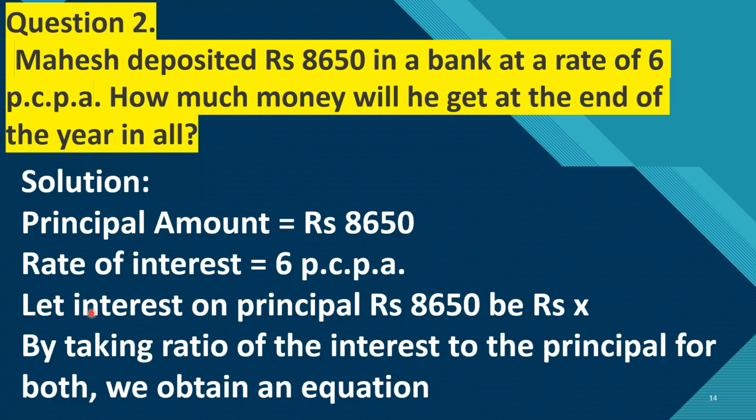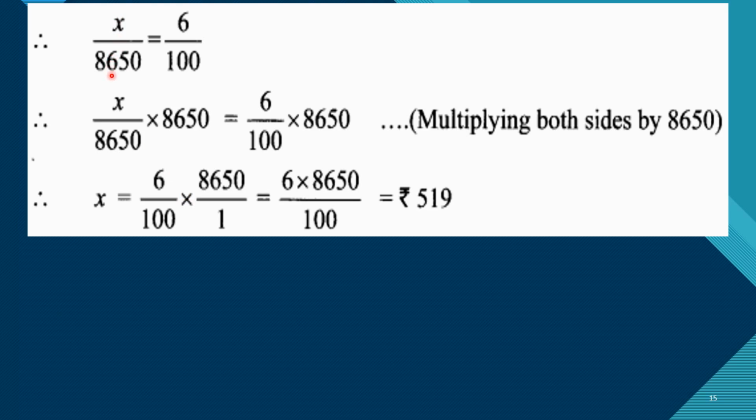Let the interest on the principal rupees 8,650 be rupees x. So taking the ratio of the interest to the principal for both, we obtain an equation. So here x upon 8650 is equal to 6 upon 100. Now here we will multiply both the sides by 8650. So x upon 8650 multiplied by 8650 is equal to 6 upon 100 multiplied by 8650.